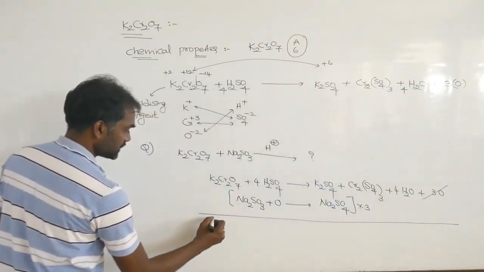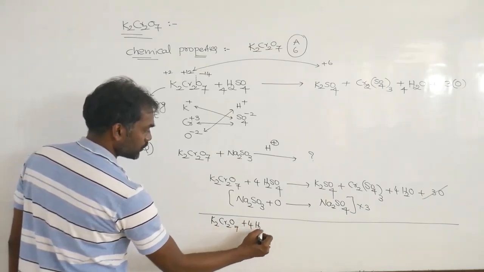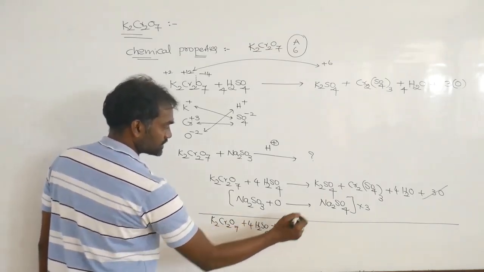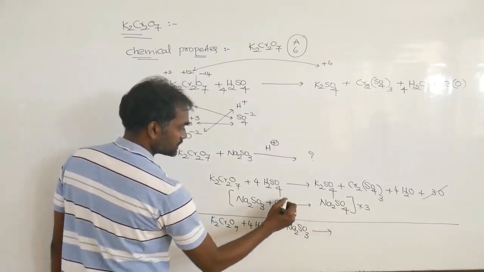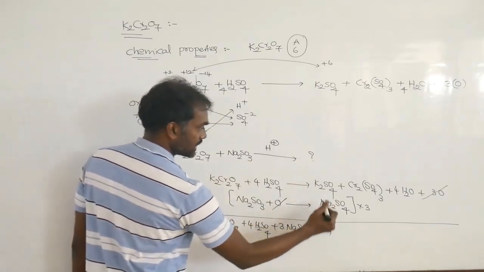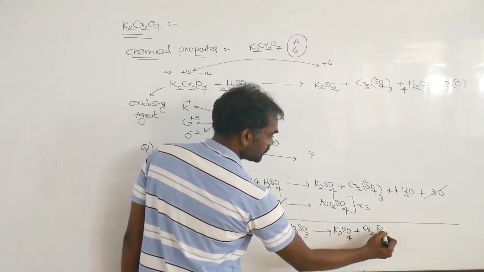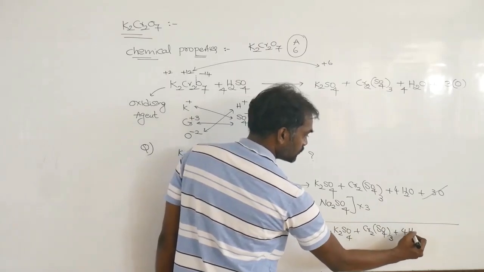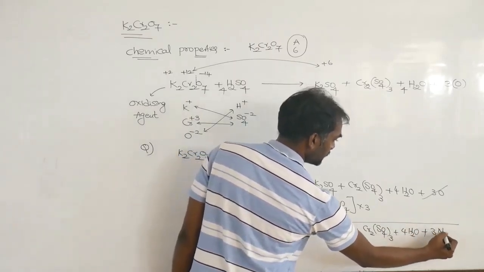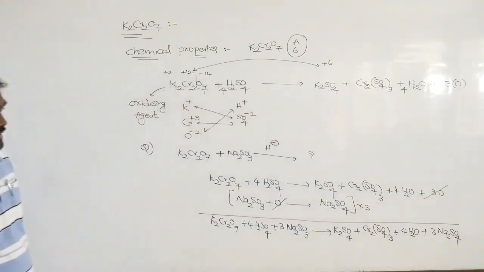So then your answer is K2Cr2O7 plus 4H2SO4 plus 3 Na2SO3 gives rise, here 3 nascent oxygens cancel. So you are getting K2SO4, Cr2(SO4)3 plus 4H2O plus 3 Na2SO4. See, cancellation means you can cancel.